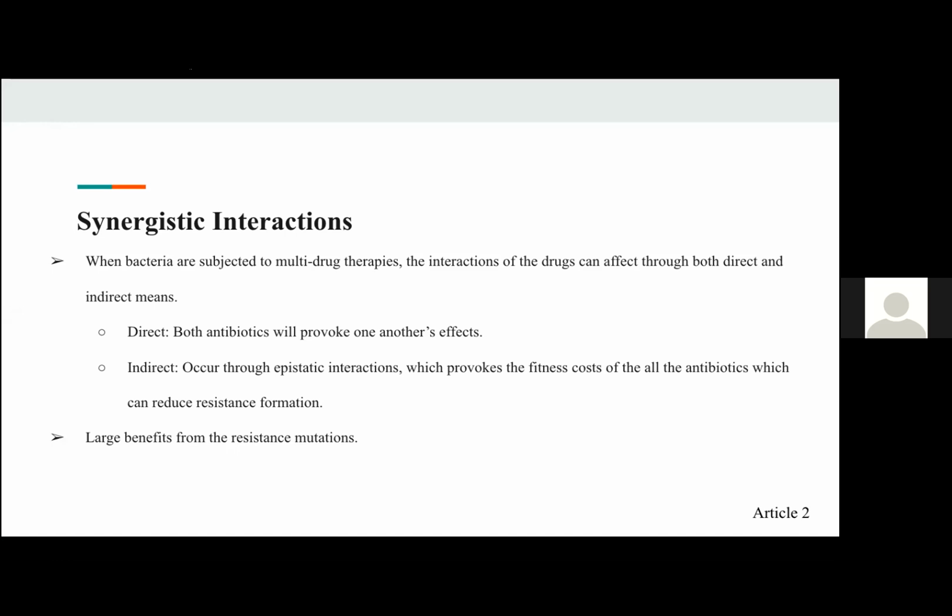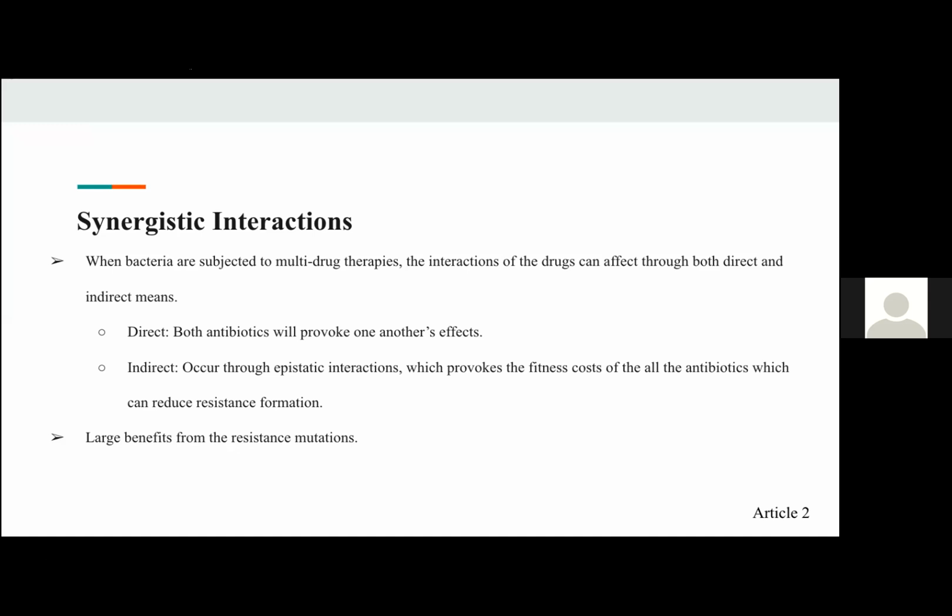Direct or physiological synergistic interactions cause both of the antibiotics to be used to essentially provoke the effect of the other antibiotic. Through provoking the antibiotics' effects of one another, it causes mutations to occur where a resistance can be formed. However, it also is able to alleviate and remove the synergistic effects of both the antibiotics that are used.